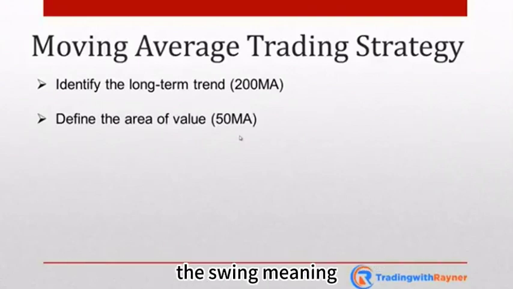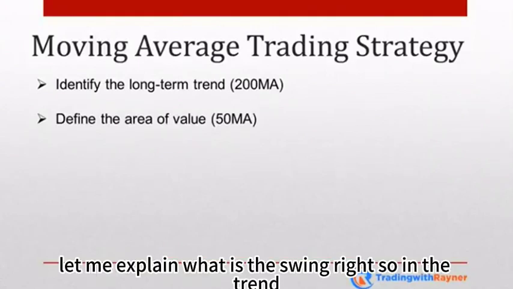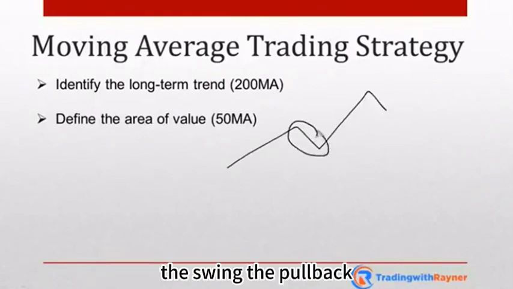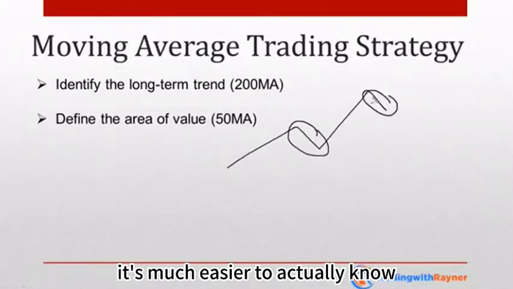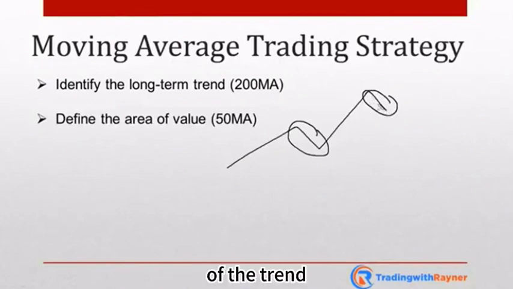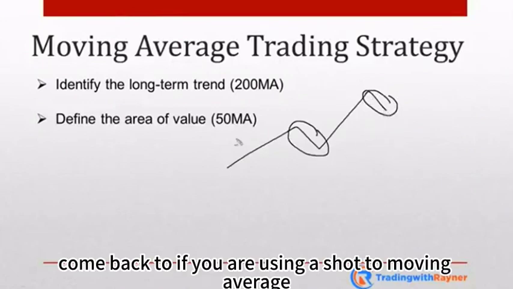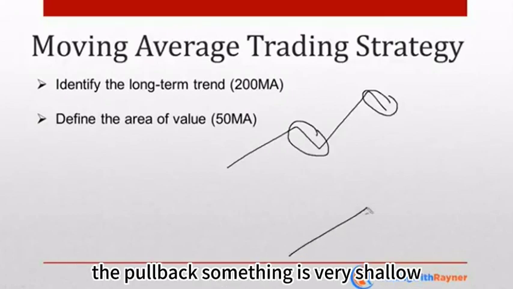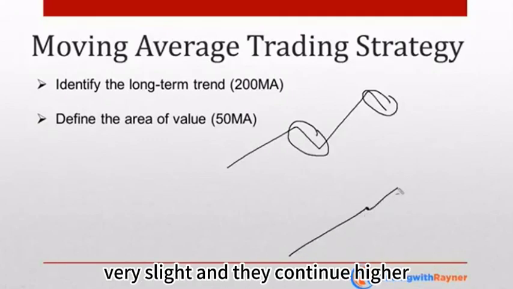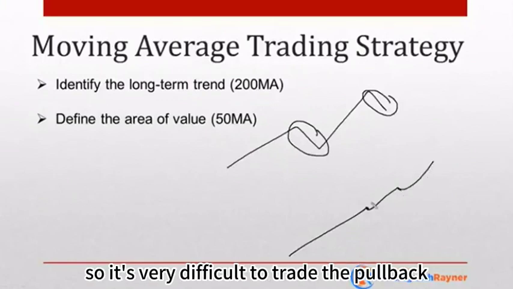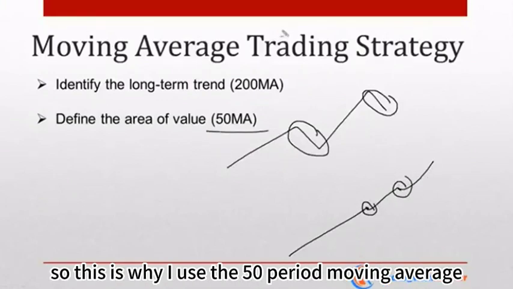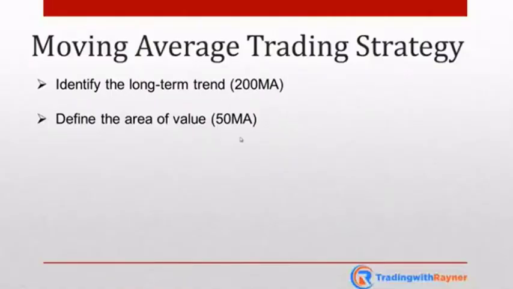The swing meaning, let me explain what the swing is. In the trend, this is what I mean: the pullback. It's much easier to identify this part of the trend compared to if you are using a short-term moving average, trading a stronger trend. The pullback sometimes is very shallow, very slight, and then continues higher, very slight, and continues higher. So it's very difficult to trade the pullback when the trend is strong. This is why I use the 50 period moving average.